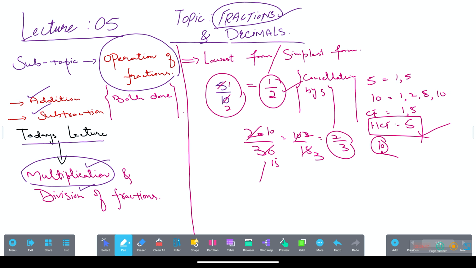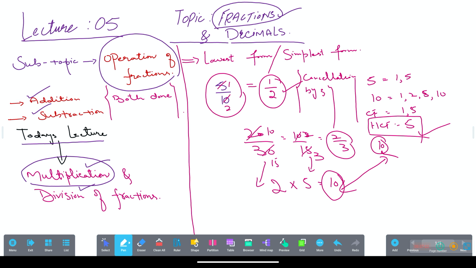Here in the first step I do the cancellation by 2, and in the second step I do the cancellation by 5. 2 5s are 10. So overall cancellation was with 10, and that 10 is the highest common factor between 20 and 30. So whenever you are having a fraction, you will first see if there is the possibility of cancellation between its numerator and its denominator. If there is, you have to do that cancellation until you find that further cancellation is not possible. So I hope you got the concept of lowest form.